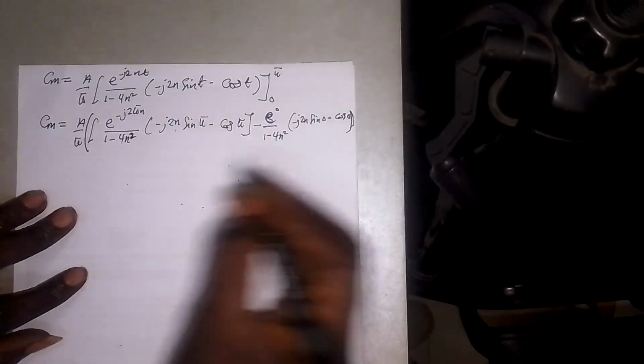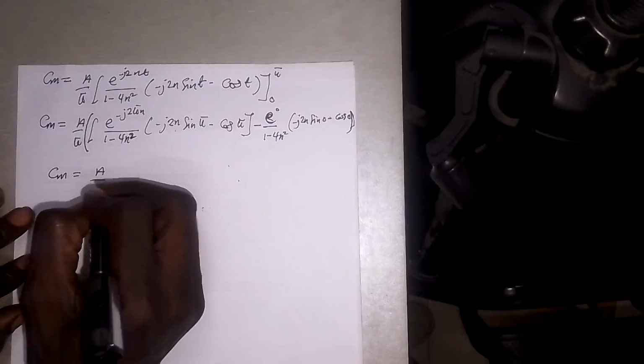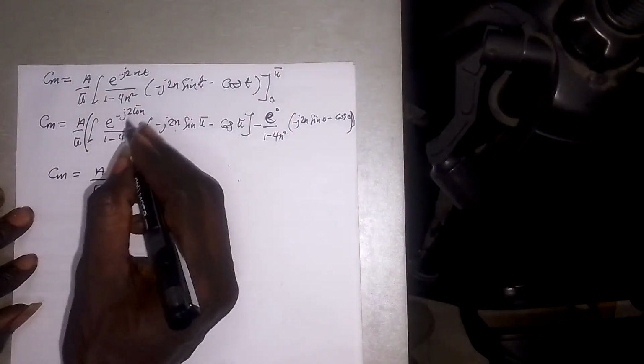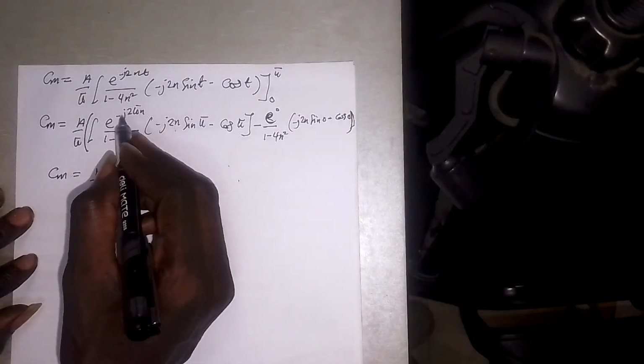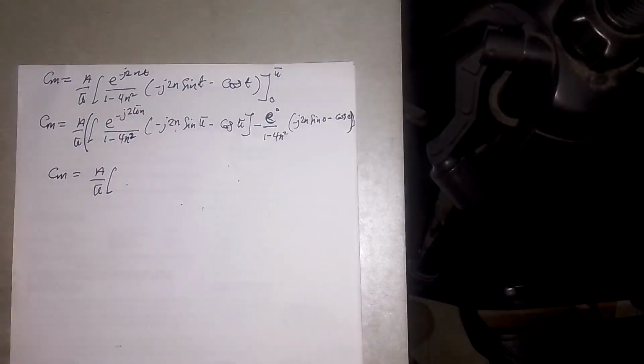So what are we going to get from here? Cm is equal to A on pi, into what we're going to have here: e exponent minus j2n pi. If we have that one, we're going to get 1. Why are we saying we're going to get 1?